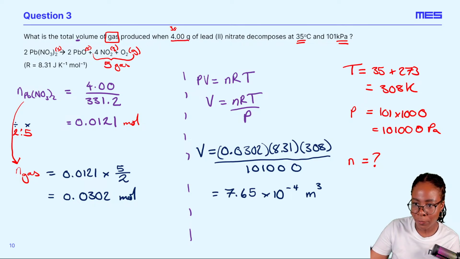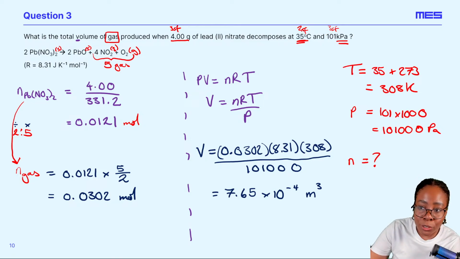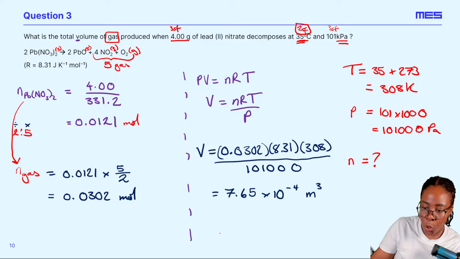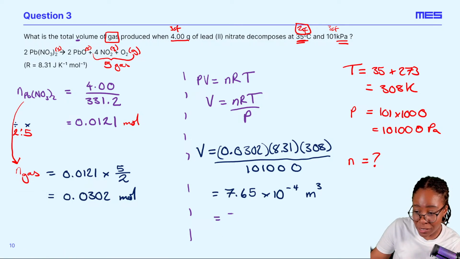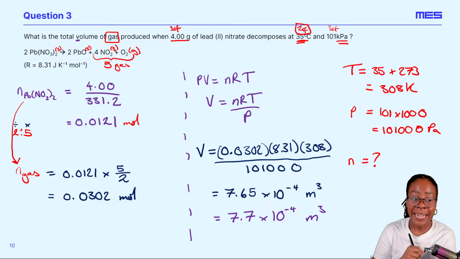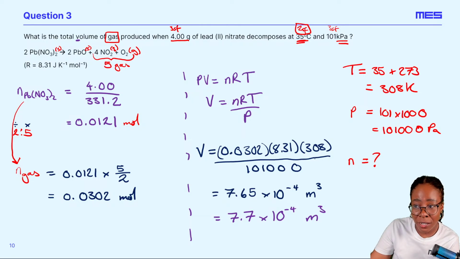So we've got 3 significant figures over here. Over here for our temperature, 2 significant figures. For our pressure, 3 significant figures. The most appropriate is the least. So 2 wins. We can't be more precise than our least precise piece of data. So that would give us 7.7 times 10 to the minus 4 meters cubed. Least number of significant figures is what we choose. I know that our temperature ended up as 3, but in terms of what we were given, 2.